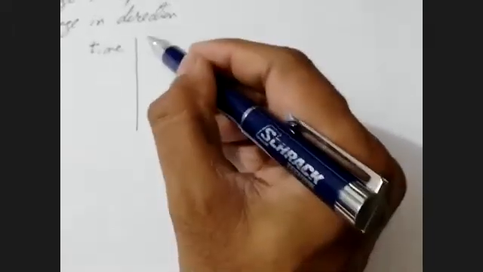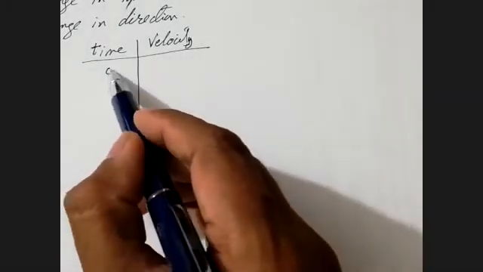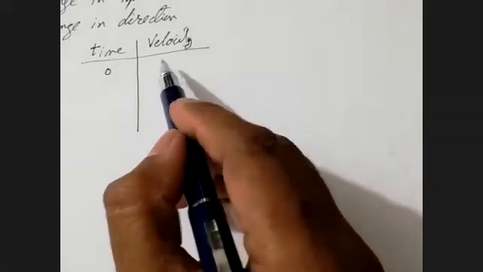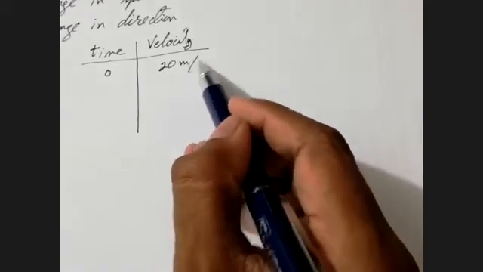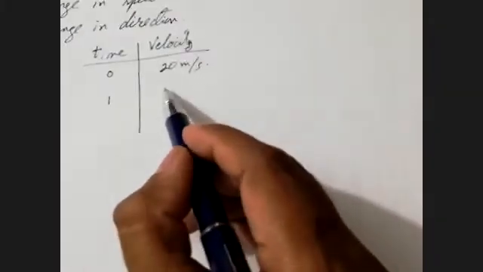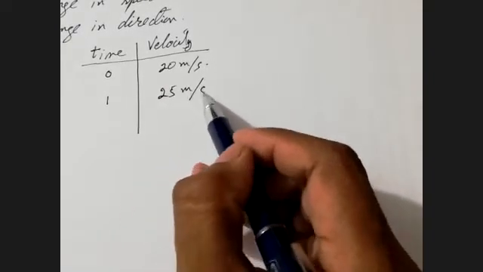Let us have an example. I am drawing the time axis, time and velocity. As I told you, what is acceleration? For example, at 0 seconds, when no time has passed, the velocity was 20 meters per second. After 1 second, the velocity has become 25 meters per second.